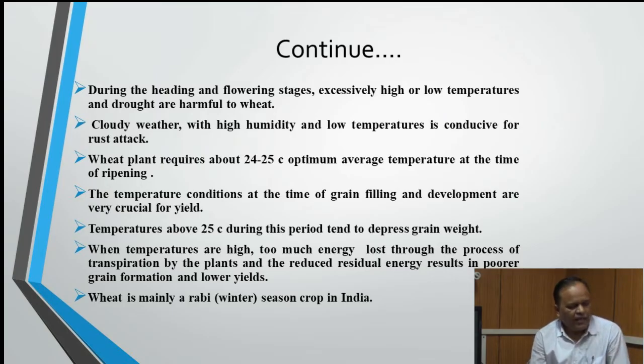of the wheat. Above an average mean of 25 degrees Celsius is very depressing for grain growth. When temperatures are too high, too much energy is lost through transpiration by the plants, and that reduces the total yield. So temperature should never be higher than 25 degrees Celsius.